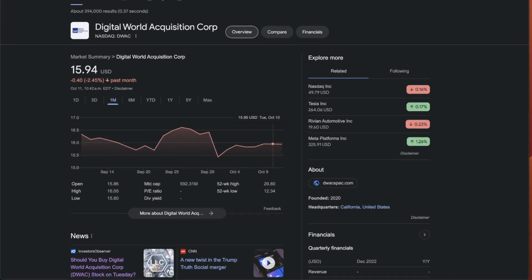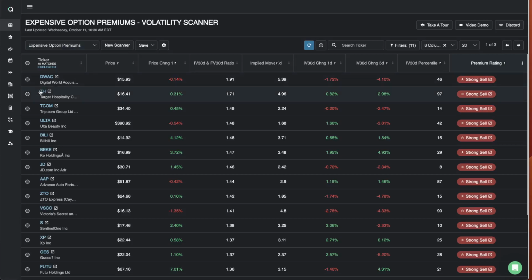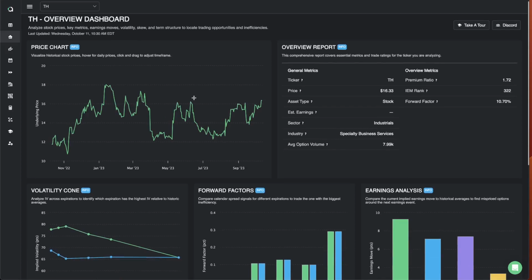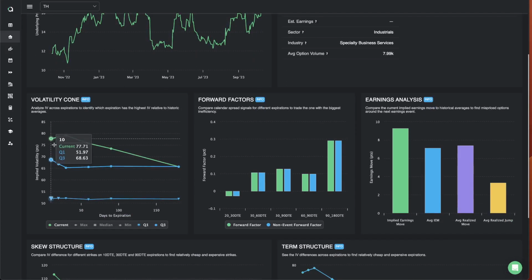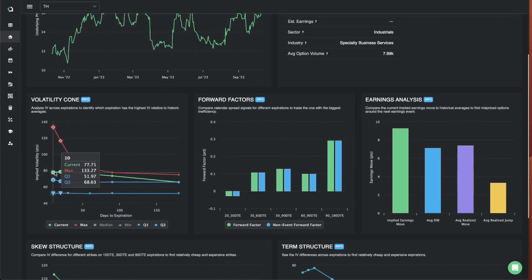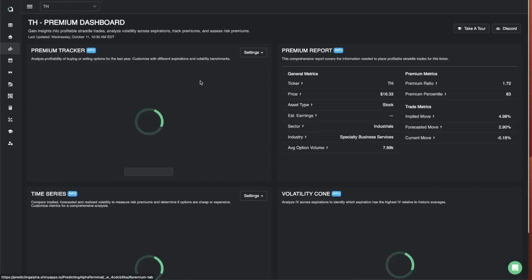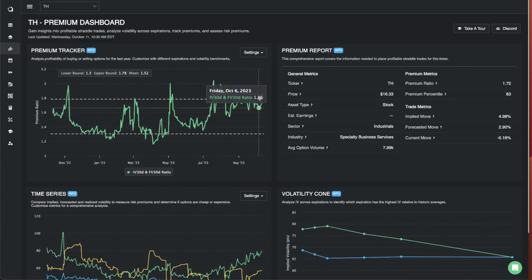Now let's come back over here. The next trade that we're going to take a quick look at is TH. Now this is one that has not been the most rocky of tickers here, but it has had some volatility, which explains why we're seeing a pretty high risk premium here, sitting at around 78% for 20 days. It's pretty high. But if we go over to our premium page, we can see that the premium tracker is showing us a really, really high level of volatility here, sitting at 1.72.